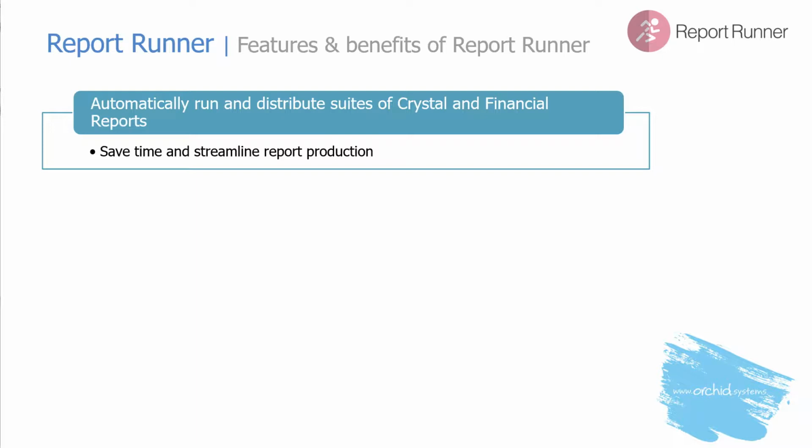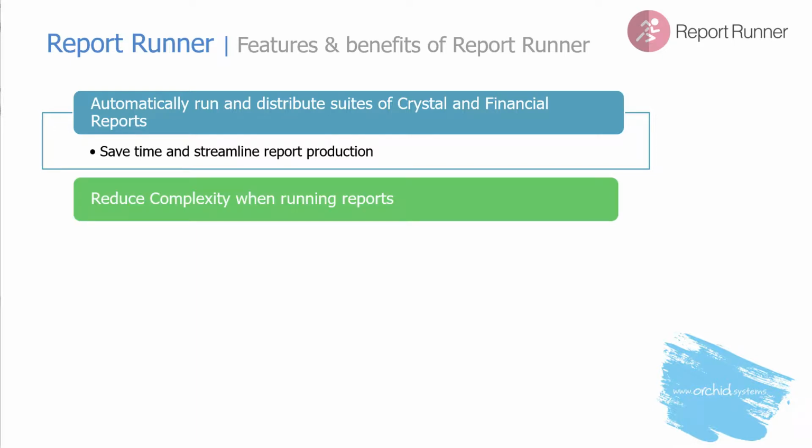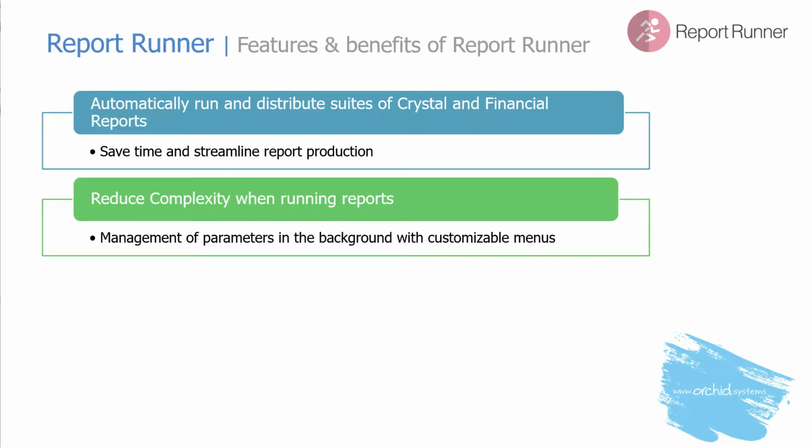Report Runner allows you to automatically run and distribute suites of Crystal and financial reports. This saves time and streamlines the production of reports. You can reduce the complexity when running reports by creating specific menus and management of the parameters required. These can be done in the background with customizable menus.